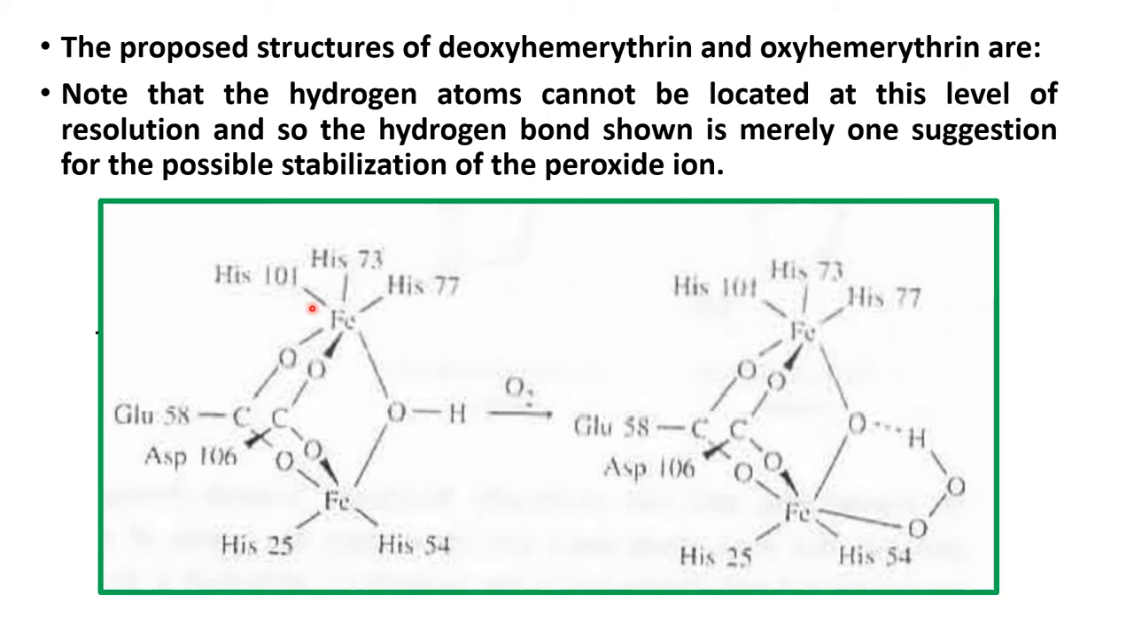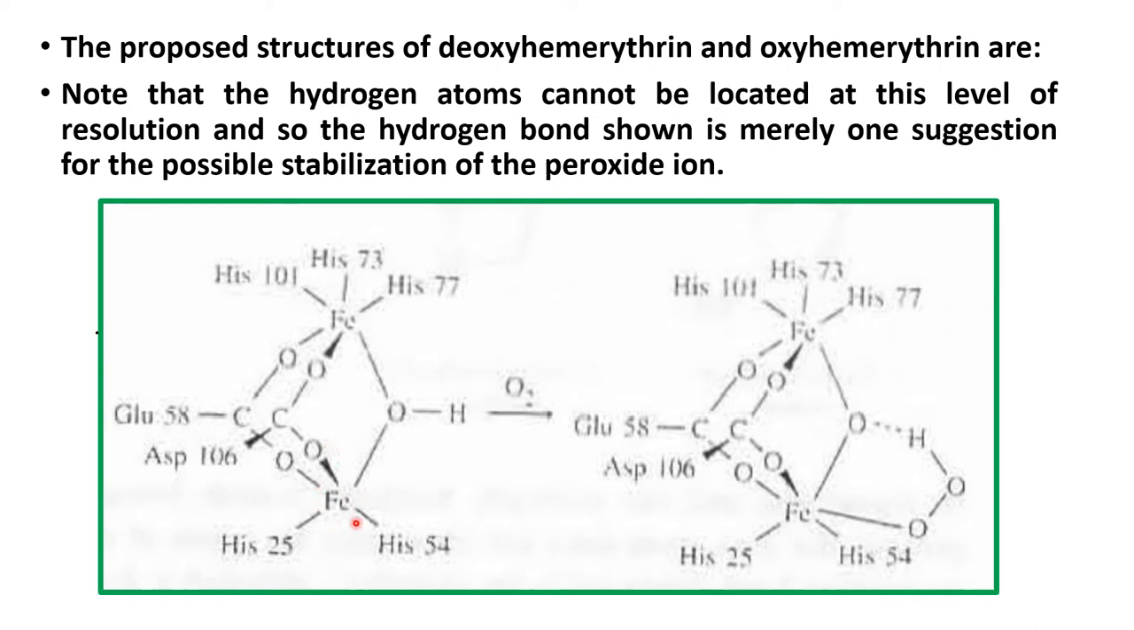Here you can see the deoxy form of hemerythrin. Here is the iron atom, and here also the second iron atom. The iron atom is attached to two histidine units here, and in this case the iron atom is attached to three histidine units. So the iron atoms in this deoxy form of hemerythrin are attached to 3 and 2 histidines, and the iron atom bonded to three histidines is again bonded to 3 oxygen atoms. And here also the iron atom coordinated to two histidines is bonded to 3 oxygen atoms.